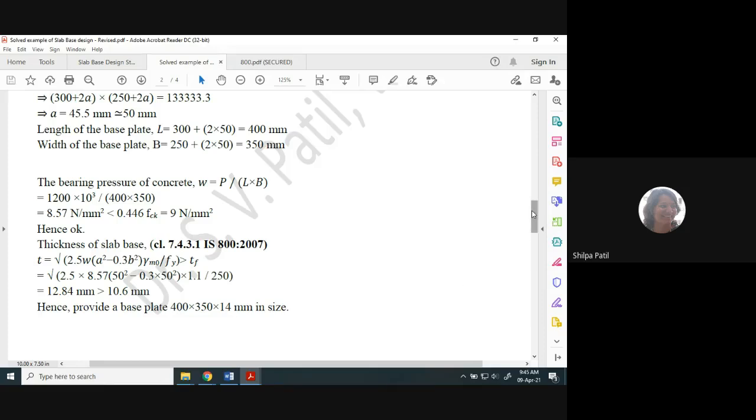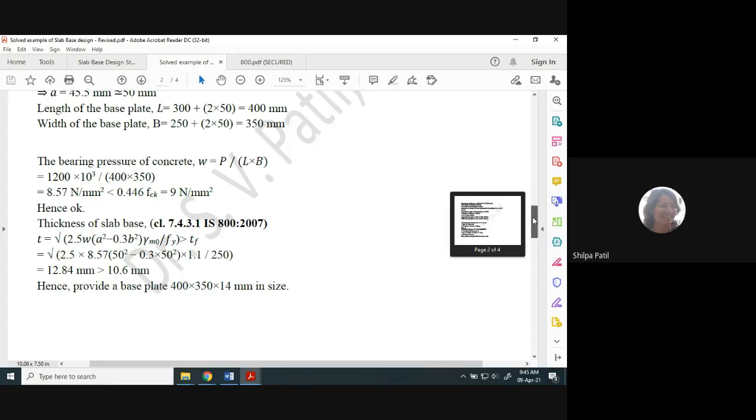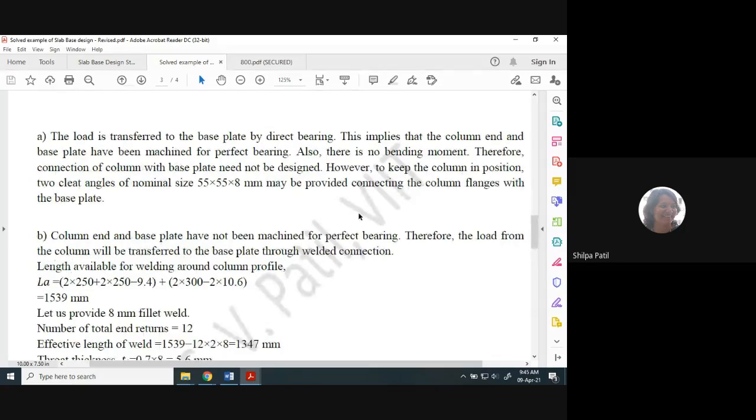Now this base plate is to be connected to the concrete by providing nominal 4 anchor bolts. Before going further to the anchor bolts, two conditions are given. The first condition is that the load is transferred to the base plate by direct bearing. This implies that the column end and the base plate have been machined for perfect bearing. Also, there is no bending moment, therefore the connection of the column with the base plate need not be designed. If perfect bearing is not there, the connection is required to be designed.